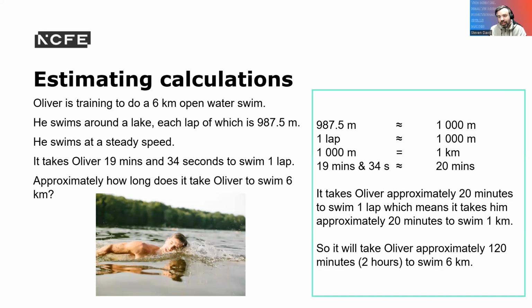So let's have a look at how we can estimate this. 987.5 meters is roughly 1,000 m. 1 lap is roughly 1,000 m, so we're kind of there. 1,000 m equals 1 kilometer. So 19 minutes and 34 seconds is estimated at 20 minutes. So it takes roughly 20 minutes to swim 1 lap, which means approximately 20 minutes to swim 1K. So it will take Oliver approximately 120 minutes, so that's 2 hours, 60 plus 60, to swim 6K.